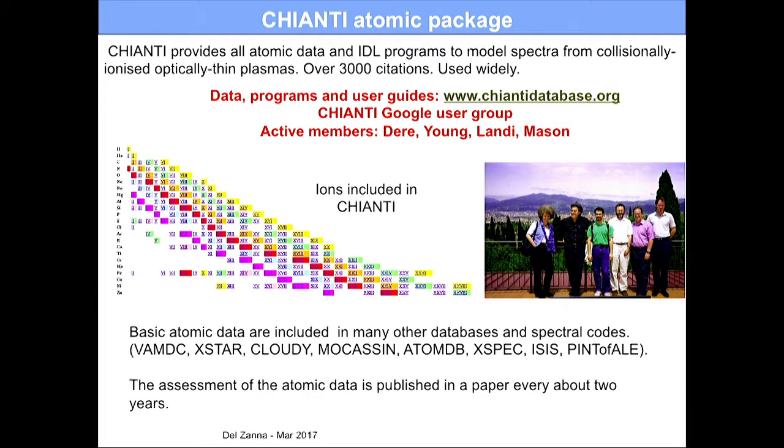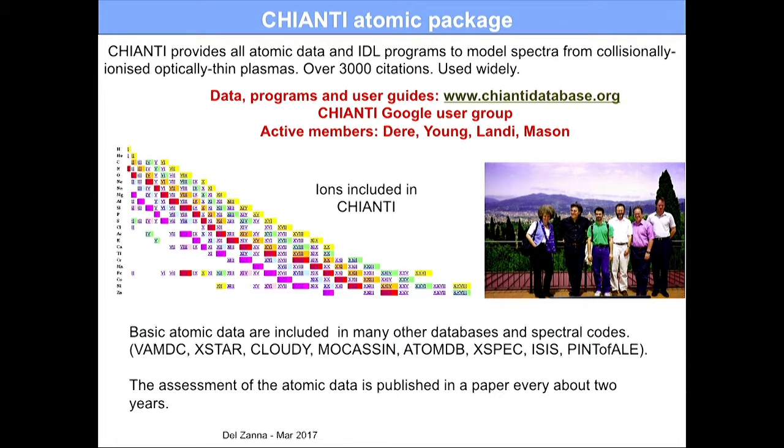So as I said, this is a group of people that developed the Chianti database. I'm one of the members. That's the main web address, the Chianti database. Maybe if I have a minute, I will show you later. We provide atomic data, but also programs. In terms of atomic data, we try to find the best atomic data for ions, but our atomic data are also included in many other databases.